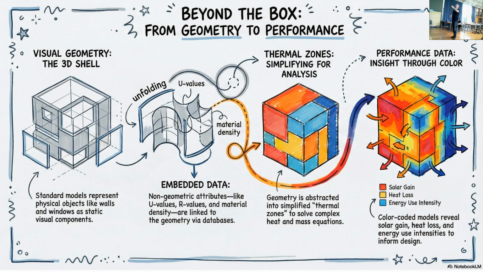The 3D shell that we have is the visual geometry, but it also has embedded data like U values, R values, material densities, all kinds of things that we embed in this model. Then we define zones, thermal zones. Unfortunately, I don't think I talked about thermal zones a lot in the tutorial. Then we will calculate performance, and then we can display the performance in many different ways, like these colors.